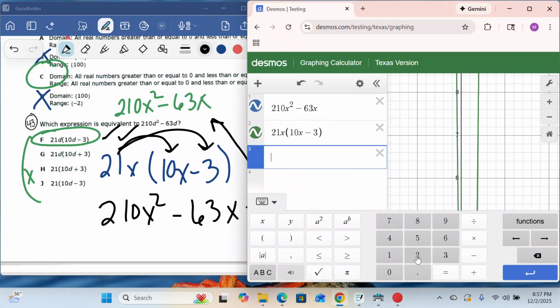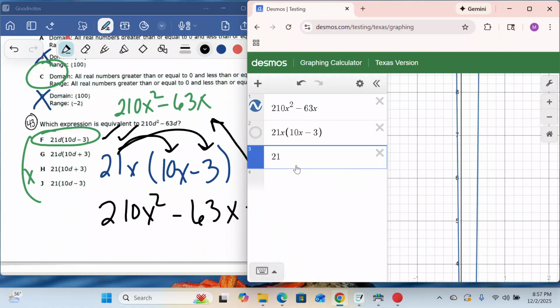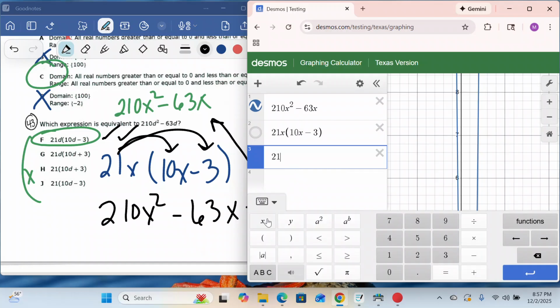Now, if I want to check G just to prove that they're wrong, I would just input letter G. I'm going to get rid of this green one. I'm going to input 21x, open parentheses, 10x plus 3. And there it is. It's not even equal. It's got to be very overlapping. It's got to be right on top of the other one. And of course, G would be wrong.